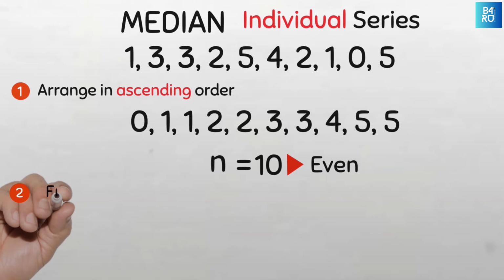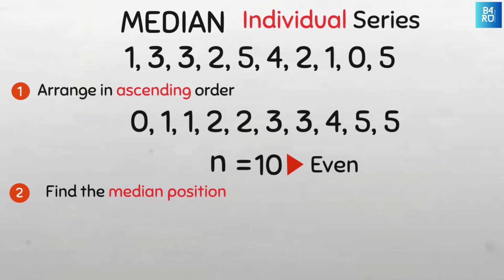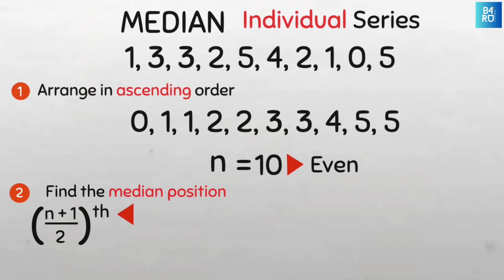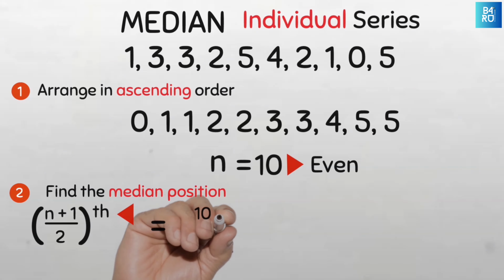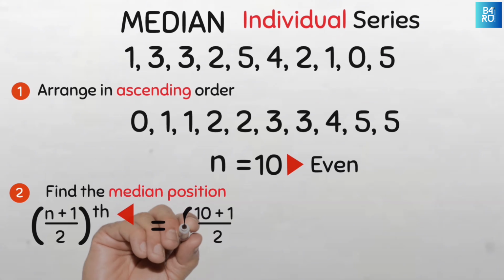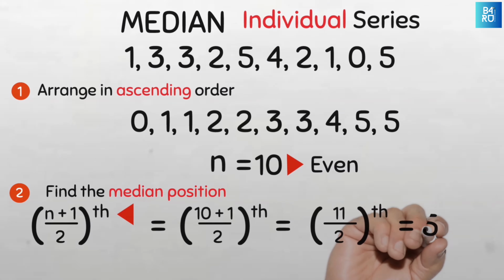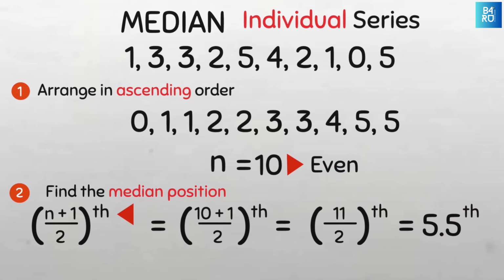To find the position of the median value, we will use the same simple formula that says the median position is (n plus 1) divided by 2. Notice that there is a th here. This means that whatever we find is the position of the median, not the median itself. So the median position will be n, which is 10, plus 1, all divided by 2. That's 11 divided by 2, which will give us 5.5. So our median is going to be in this position.